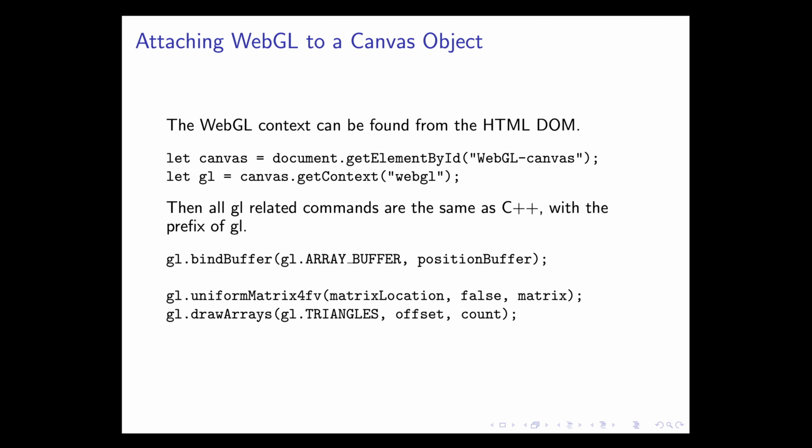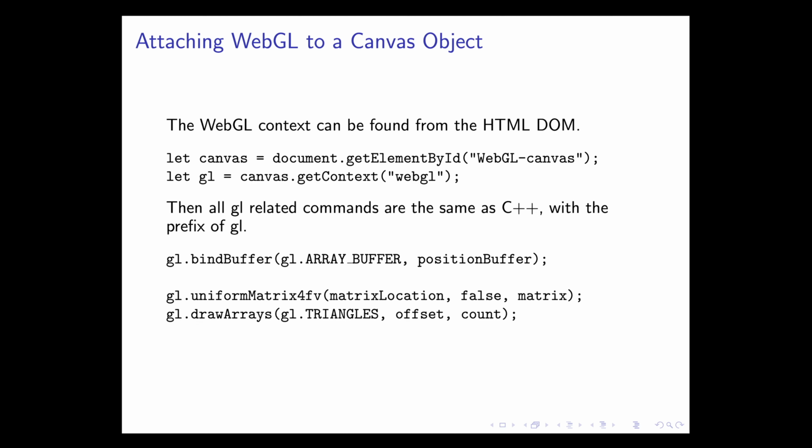And we can attach the WebGL context to the canvas by just using the normal HTML DOM, doing the get element by ID, and then saying gl equals canvas.getContext WebGL. And then once you do that, WebGL is exactly the same as C++ OpenGL. You can do gl bind buffer, you can do gl uniform, you can set all the uniforms the same, everything like that. And then you can do gl draw arrays.